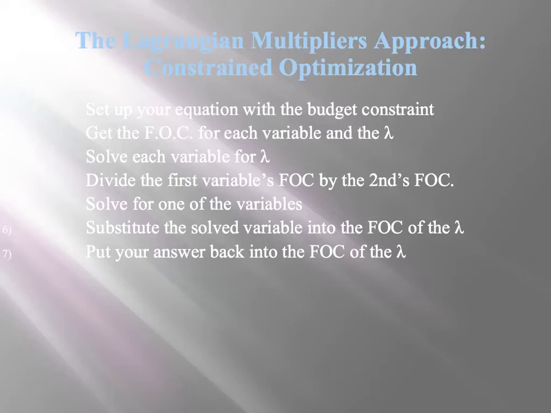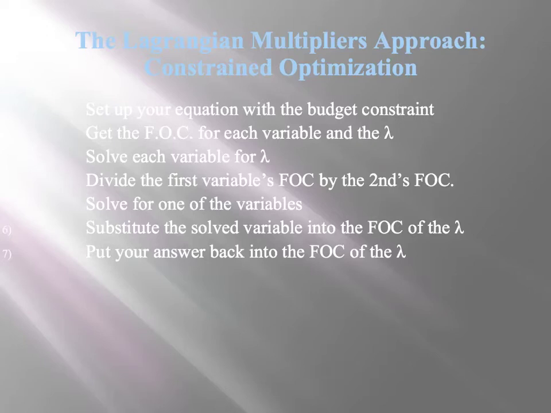First, you're going to set up your equation and have a budget constraint. Next, you're going to get the first order condition for each variable, and then the Lagrangian. Basically, you're going to end up doing partial derivatives here for each variable, and then the Lagrangian multiplier. Third, you're going to solve each variable for the Lagrangian multiplier. Fourth, you're going to divide the first variable's first order condition by the second variable's first order condition.